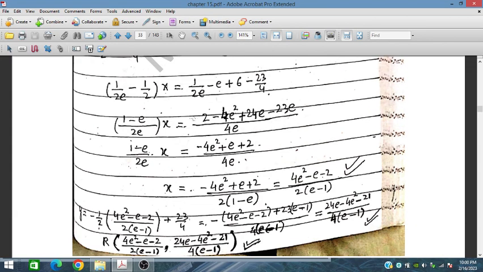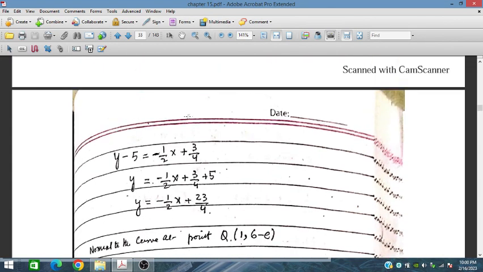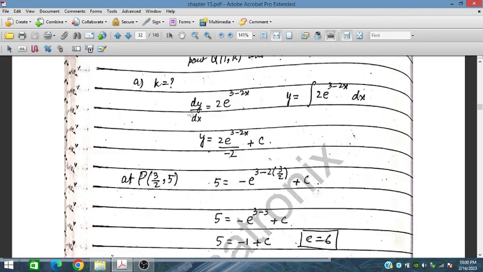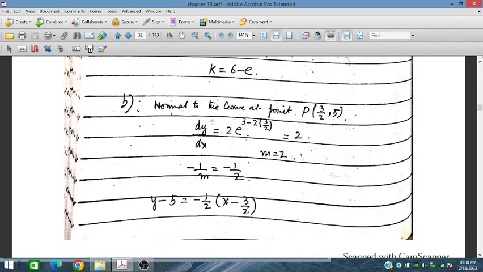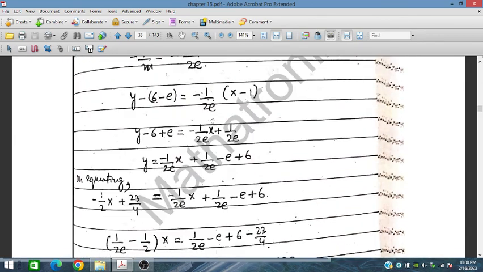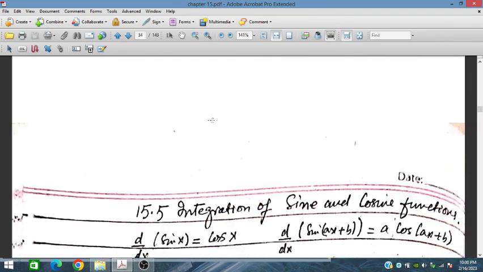So this is a very difficult and important one. This is question number 7. In the next session we will discuss exercise 15.